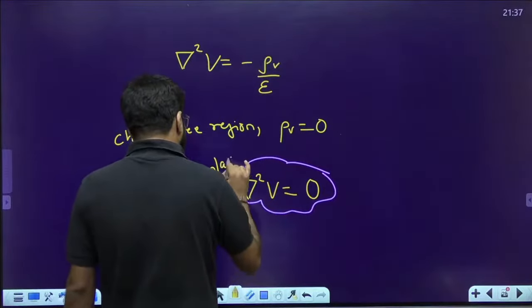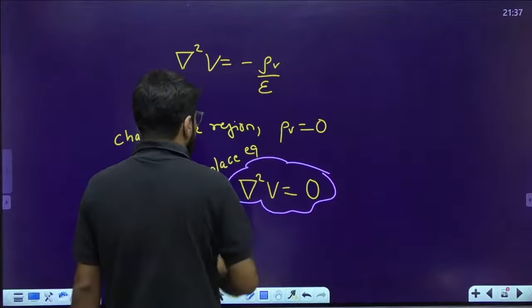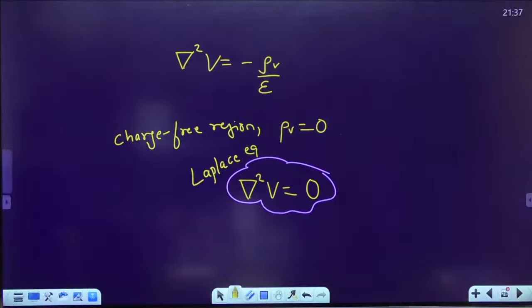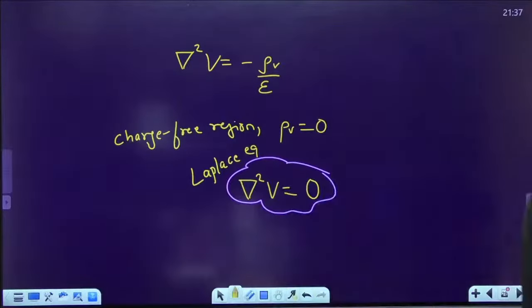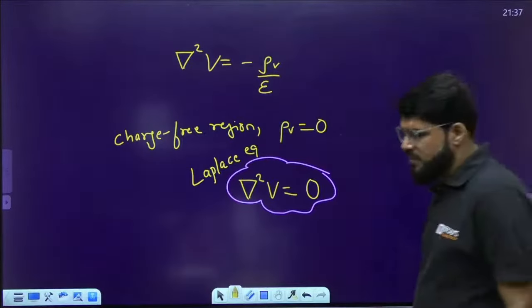This is simply what you call the Laplace equation. Del square V is equal to 0, and that is the Laplace equation.